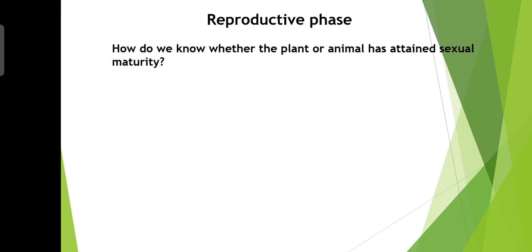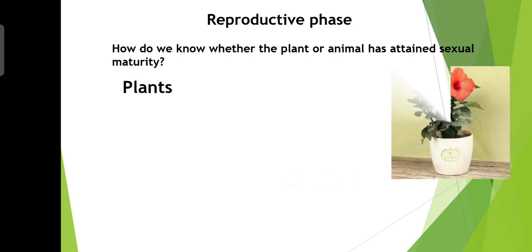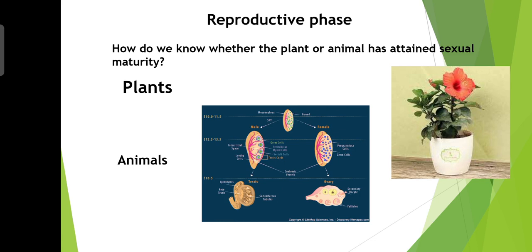If you look at the reproductive phase, a small question arises in our mind: how do we know whether the plant or the animal has attained sexual maturity? In plants, when they attain sexual maturity, they start to flower. This is the primary indication that the plant has attained sexual maturity. And what about in animals? In animals, the gonads start to develop and mature, and they start to produce the gametes.